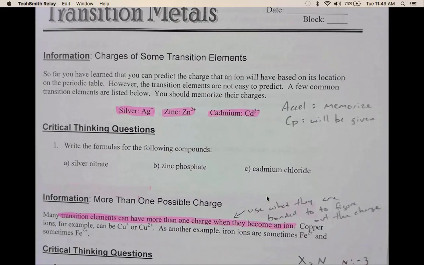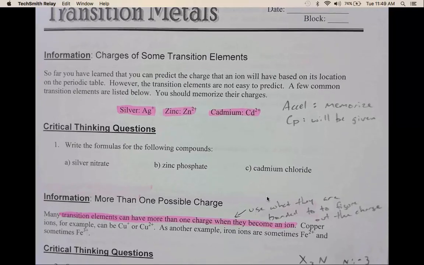So next you are going to write the formulas for the following compounds. Remember, these are still ionic compounds. You still have a positive reacting with a negative, so we are still using the crisscross method. So use the crisscross method, figure out the charges for question 1.